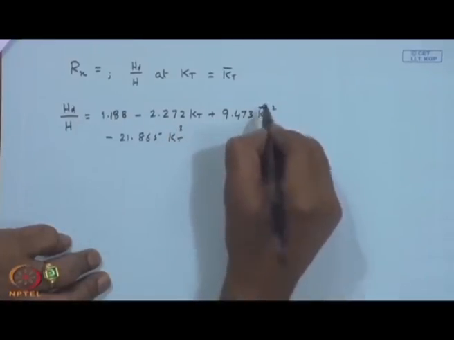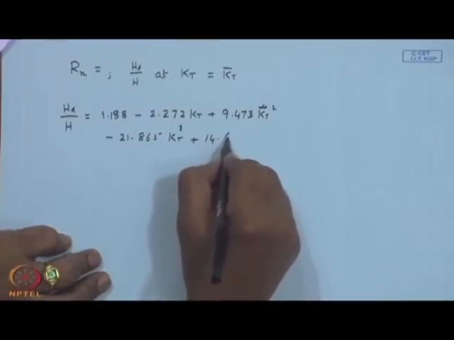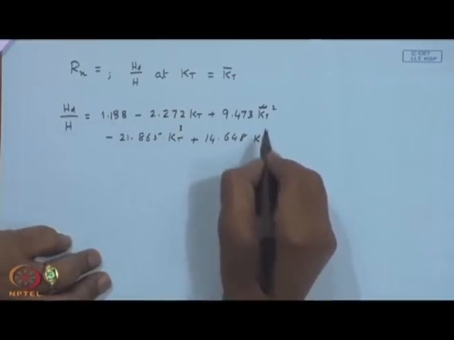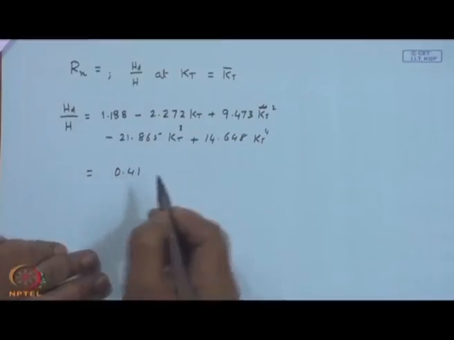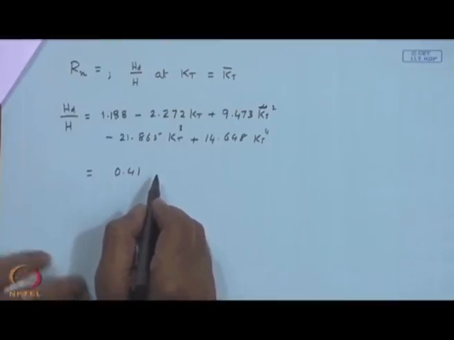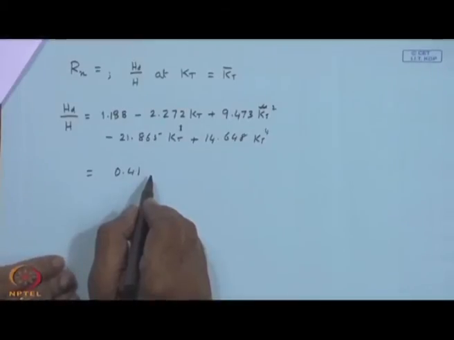See, this bar I should not have drawn it, plus 14.648 k T to the power 4. So, if you calculate, this is 0.41. So, at the given numerical value, at least in this range, it looks like the daily diffuse fraction is higher than the monthly average diffuse fraction. That is some time back also I have explained, H d bar by H bar is not summation of H d by H divided by n, but it is summation of H d by summation of H.